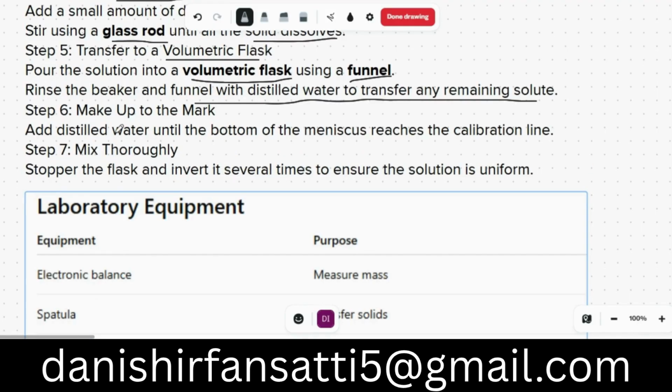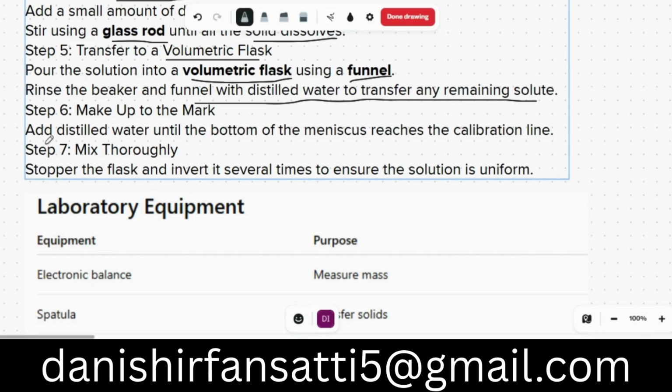Step 5: make up to the mark. Add distilled water until the bottom of the meniscus reaches the calibration line. Mix thoroughly: stopper the flask and invert it several times to ensure the solution is uniform.